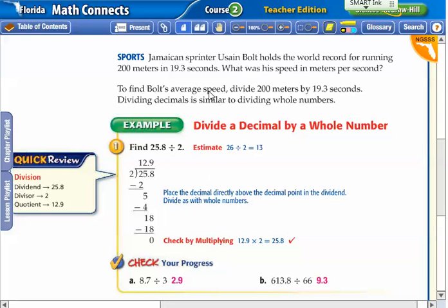Okay? Here you have Jamaican sprinter Usain Bolt, who holds the world record for running the 200 meters in 19.3 seconds. What was his speed in meters per second? Okay? So 200 meters divided by 19.3 seconds.